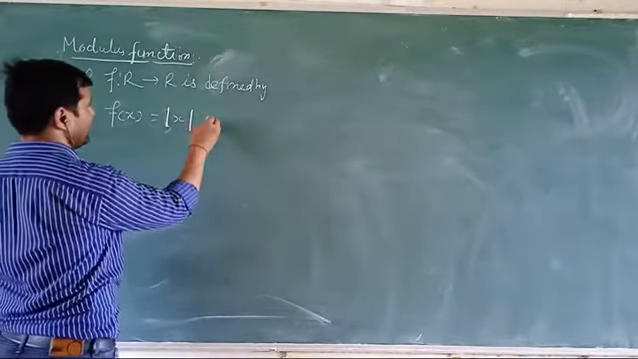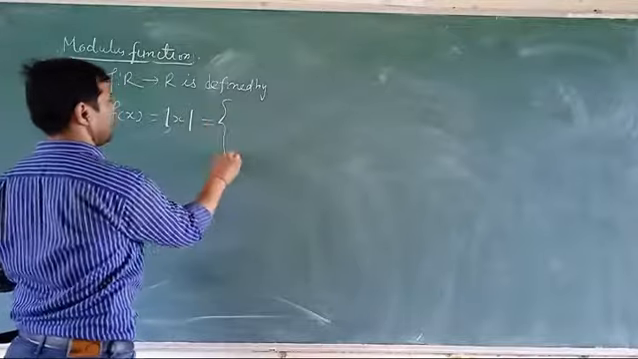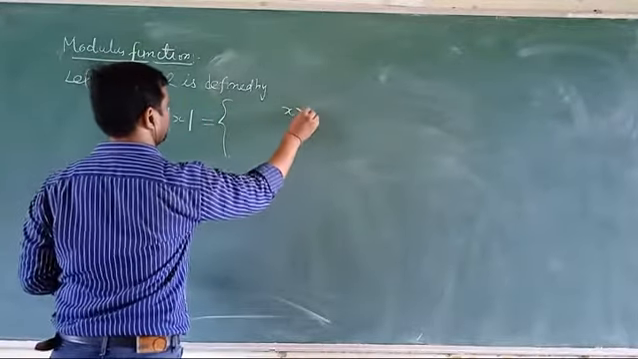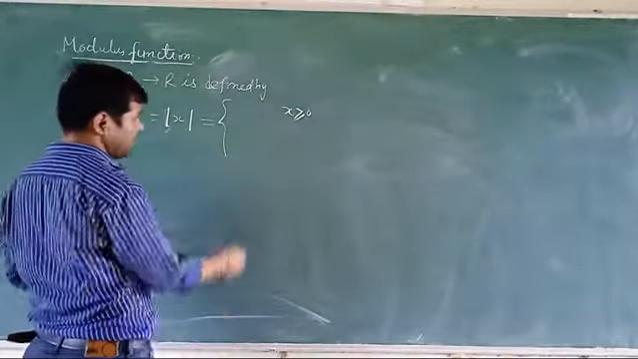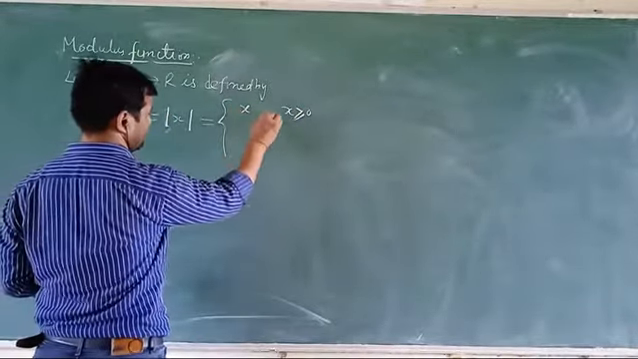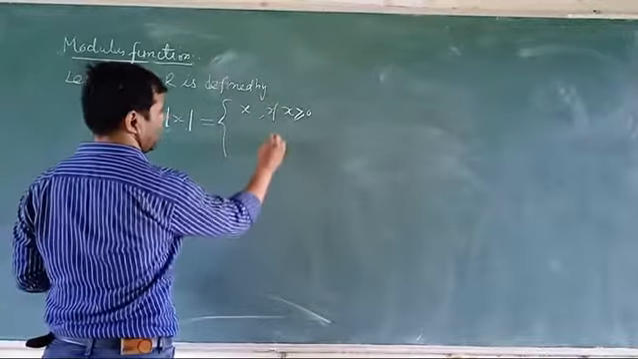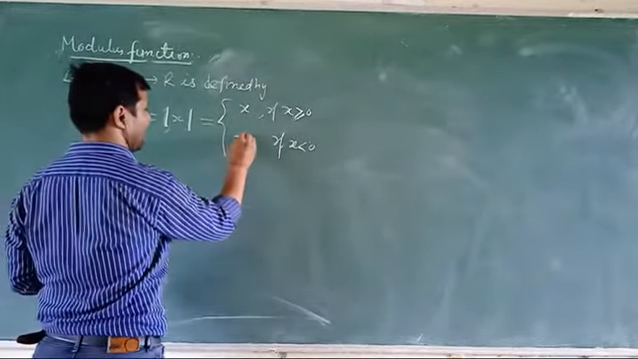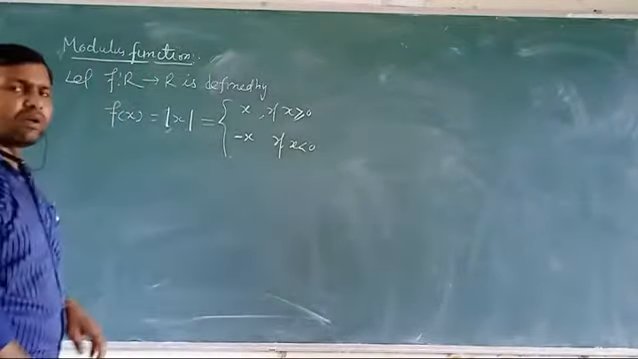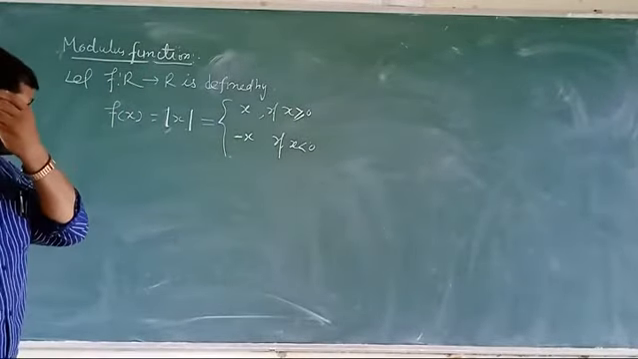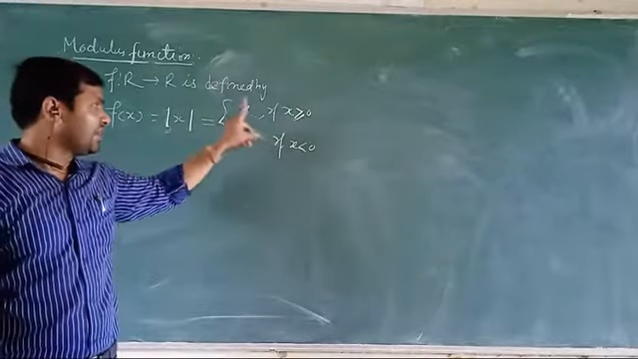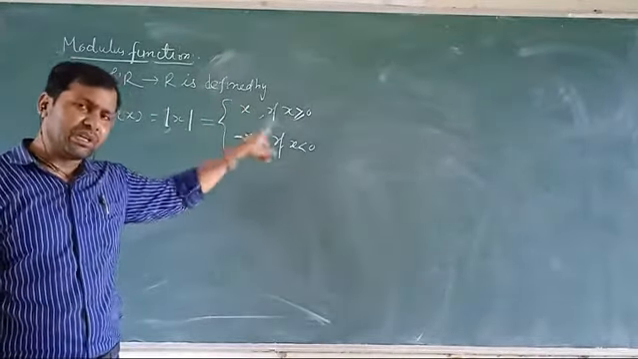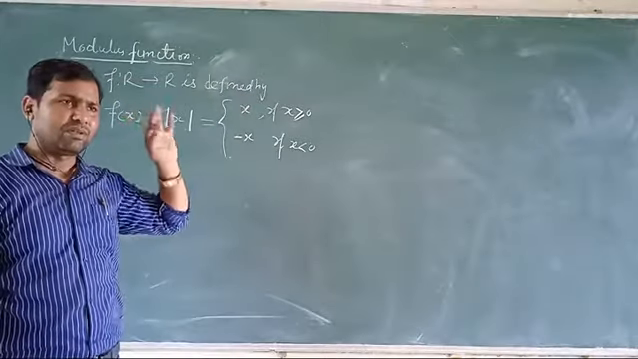We can also write it in another form. When x is greater than or equal to 0, then it becomes x. If x is less than 0, then it becomes minus x. Learn it: if x is greater than 0, then mod of x is equal to x. If x is less than 0, then it becomes minus x.